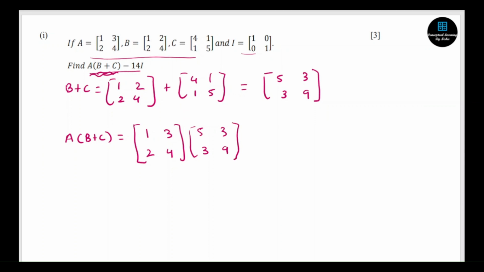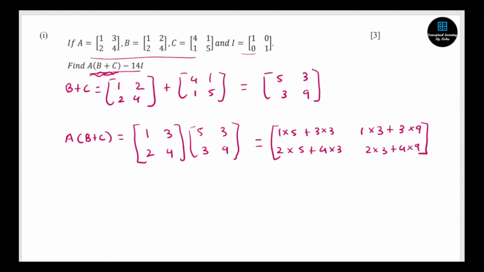And now when you multiply, see what you have to do. Take the first row, first column. So 1 into 5, write this, don't omit this step, plus 3 into 3. Now first row, second column. So 1 into 3 plus 3 into 9. Don't omit this step, it is very important. Now second row, first column. So 2 into 5 plus 4 into 3. And for second row, second column, 2 into 3 plus 4 into 9.